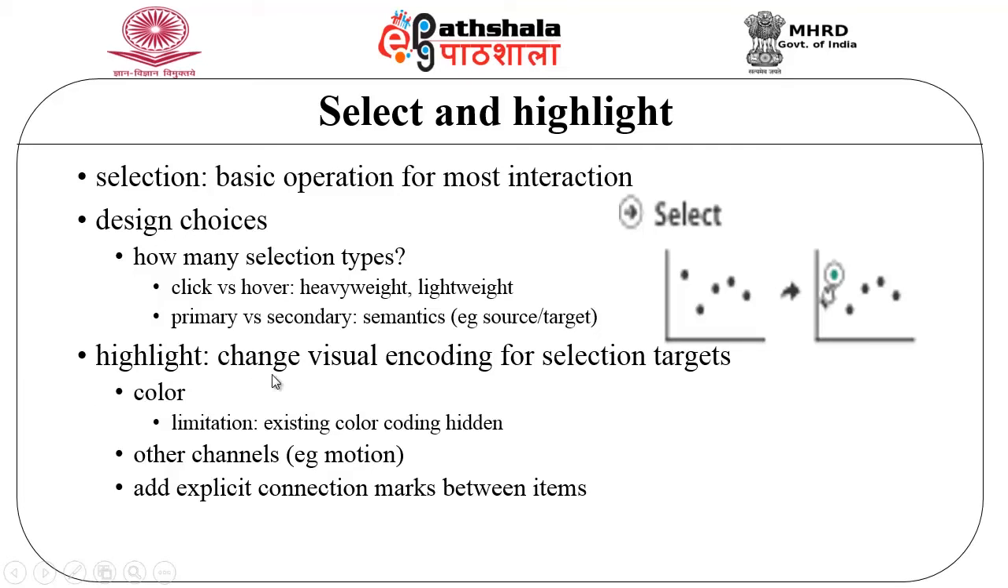In the case of highlighting, we try to change the visual encoding for the selection targets. For example, we try to change the color. The limitation here is that the existing color coding is being hidden. Then there are various other channels like the motion channel. We try to add explicit connection marks between various items.